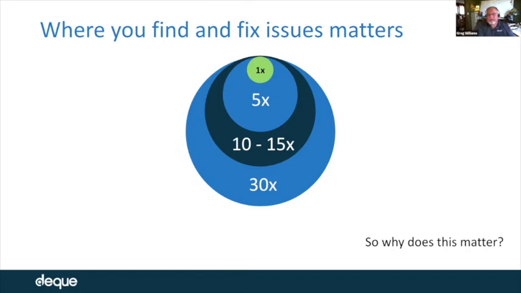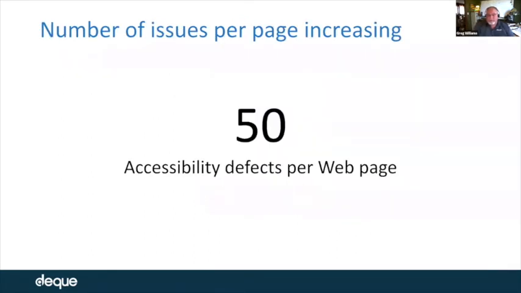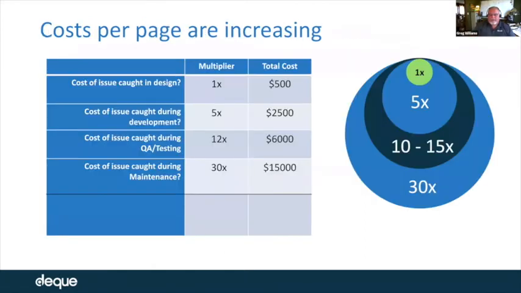Well, it matters because there's a lot of defects. So right now we're seeing the number of issues per page that we see out there and that other companies see. WebAIM, I think, is one that looks at generally what's going on in the accessibility of content out there. But what we've seen is about 50 accessibility defects per page. So if I've got 50 accessibility defects per page in my website, then those costs per page are increasing, and they're increasing quite a bit.